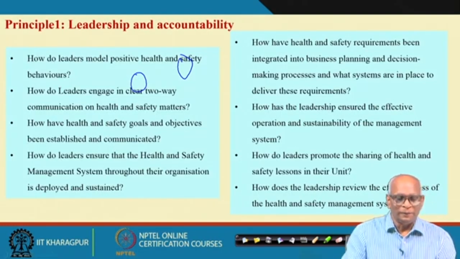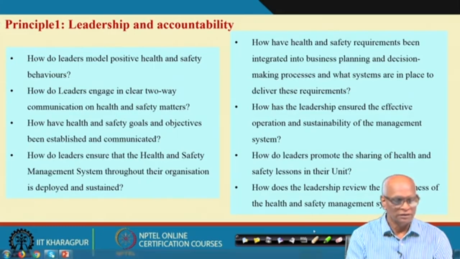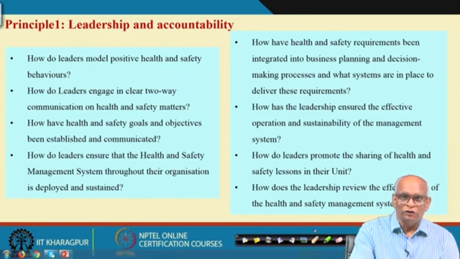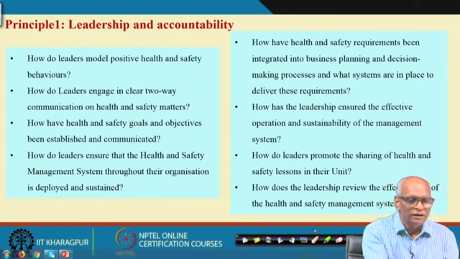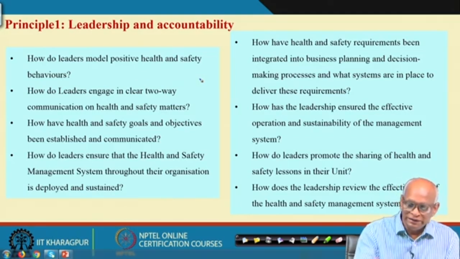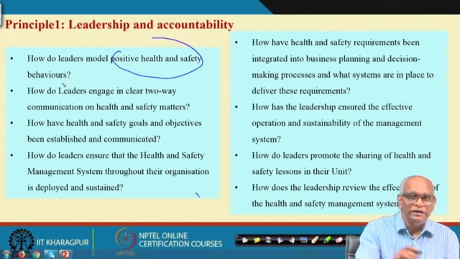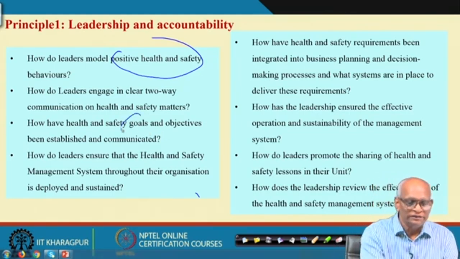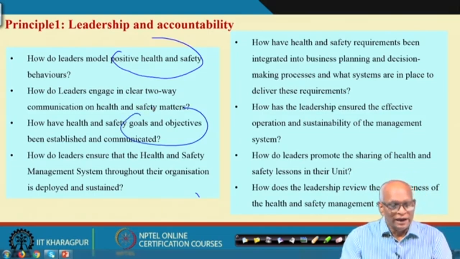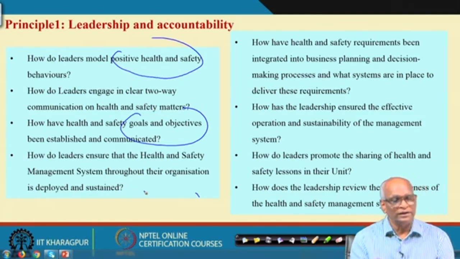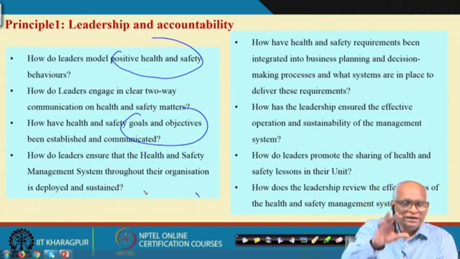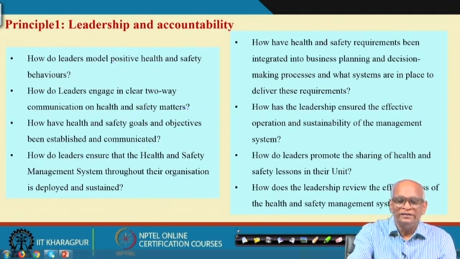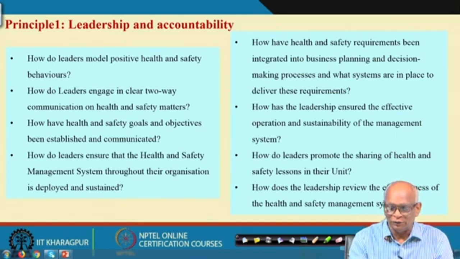Like leadership and accountability. So, what is that leadership and accountability? What are the various sub principles in that? How do leaders model positive health and safety behaviors? Leaders have to see that positive health and safety behaviors come into the whole organization. How are leaders engaged, two-way communication. How are health and safety goals and objectives established. Leaders have to establish safety goals and objectives with the help of all the people. And how leaders ensure the health and safety management system is deployed throughout the organization. That is to be done at the leadership level. Okay. And how do you check whether it is there or not? We'll talk about those things in the next slide.